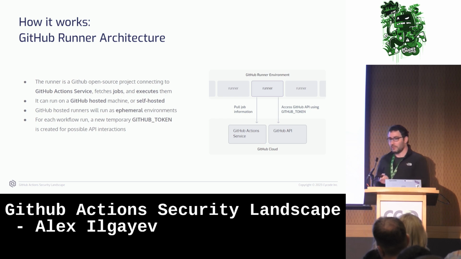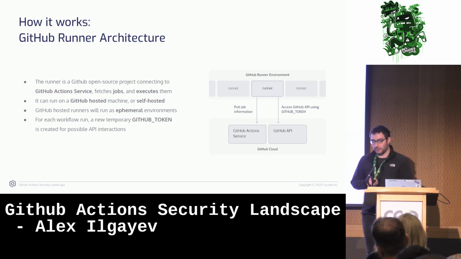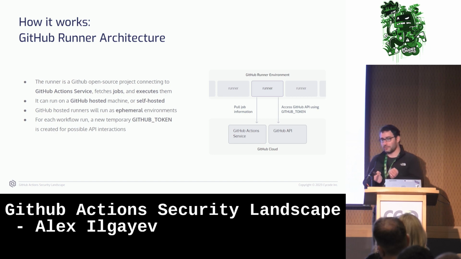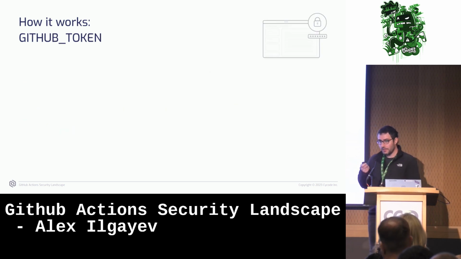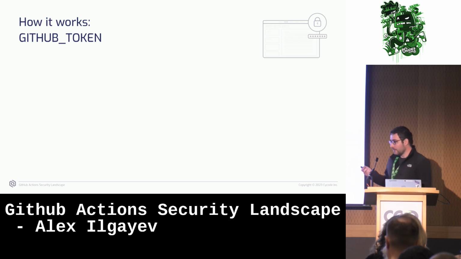And also, there's an important aspect that's called GitHub token. We'll talk about it later. That's a new temporary token that GitHub creates for each and every workflow, and it helps the workflow invoke some API calls with GitHub. So, what is this token and how does it work?